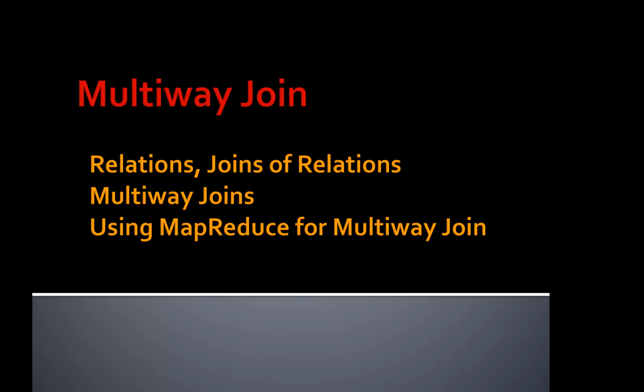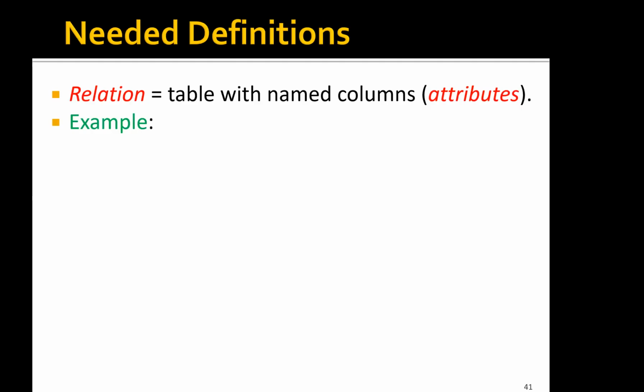Now, I want to talk a little bit about this problem of multi-way join and how to do that using MapReduce. And again, I assume most people are going to be familiar with the relational model of databases, but just in case anybody wants a review, first, a relation is simply a table with names for the columns, which we're going to call attributes. The column names are called attributes. That turns out to be important in what I say.